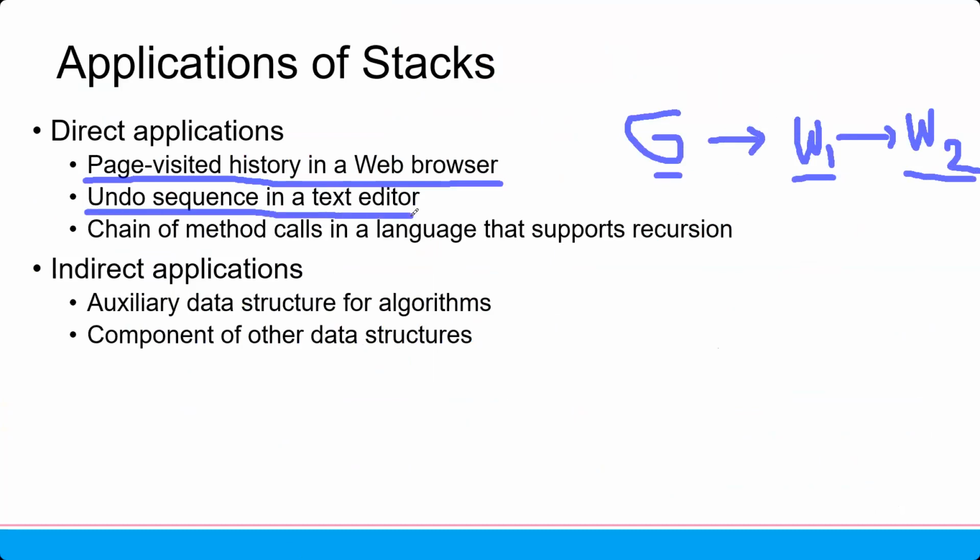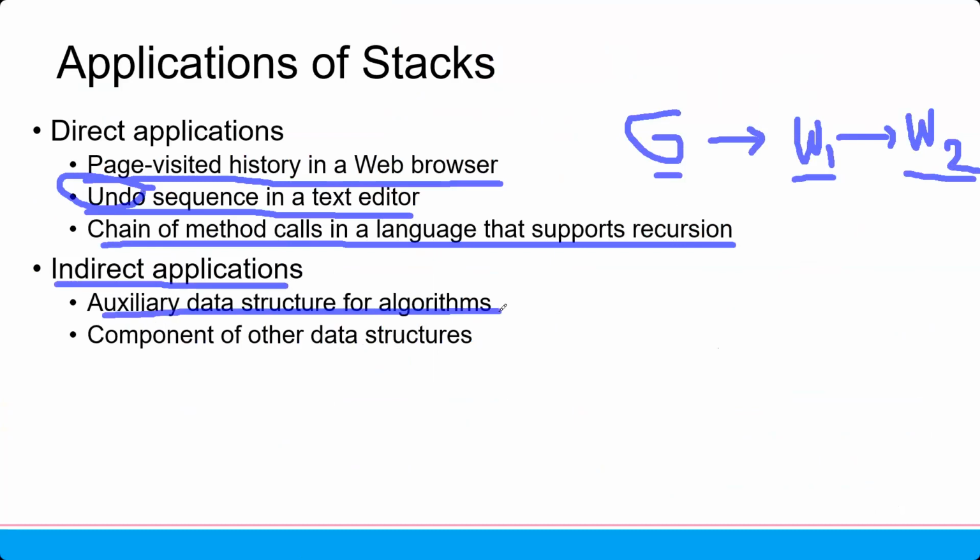Another application is the undo sequence in a text editor. If you use Word, or Hangul, and you do something and then want to undo, the application also uses a stack. Also, the chain of method calls in a language that supports recursion. If you use NLP, natural language processing, we can also use a stack. A stack can be applied to any other data structure, so it is an auxiliary data structure for algorithms.